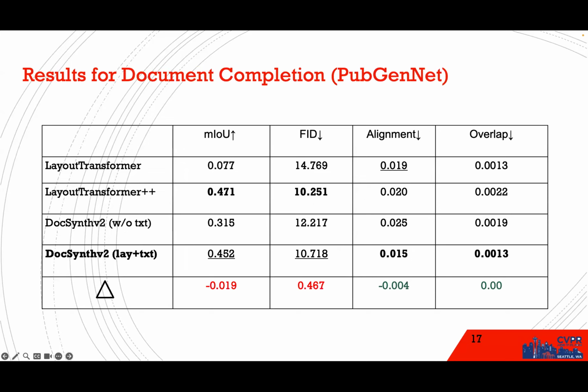Additionally, when we apply this to document completion, we evaluated on our PubGenNet, and we compare with Layout Transformer and Layout Transformer Plus. We heard a little bit about some of these in earlier talks today. In some cases we are not performing state of the art, but we're very close. It's interesting to see that there's a significant improvement in our results without text versus with text. I think that tells us that including the text in the generation provides the model with lots of clues that it's able to leverage. And we in fact do get state-of-the-art results in some of the other metrics that we see here.